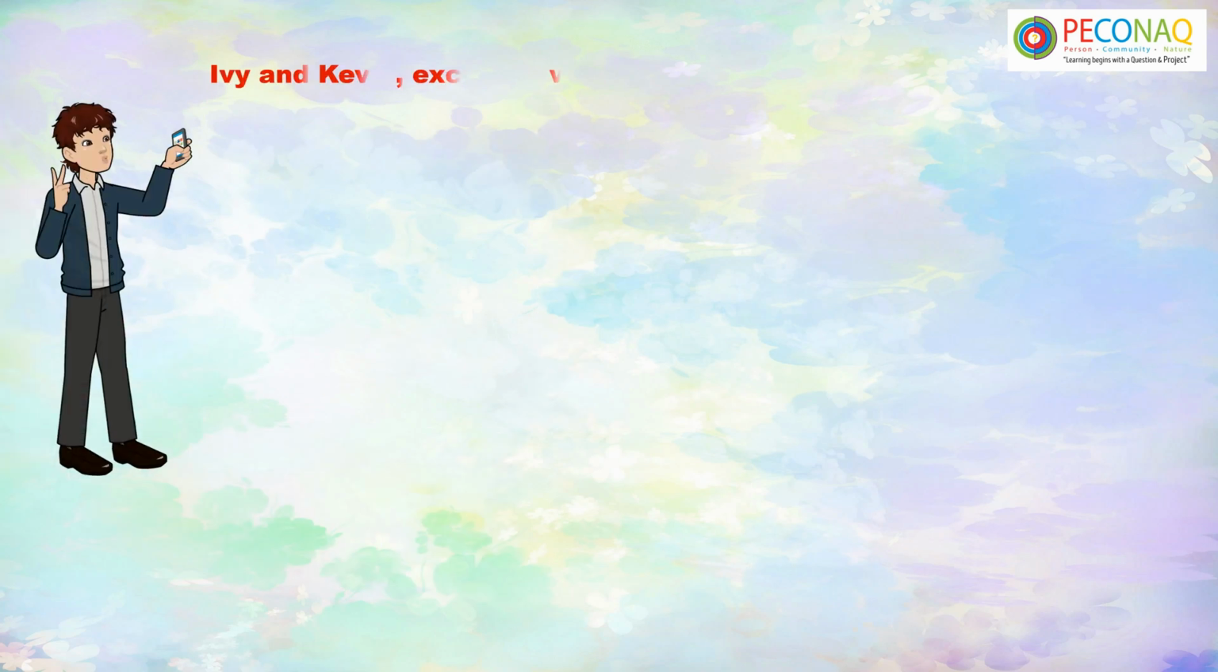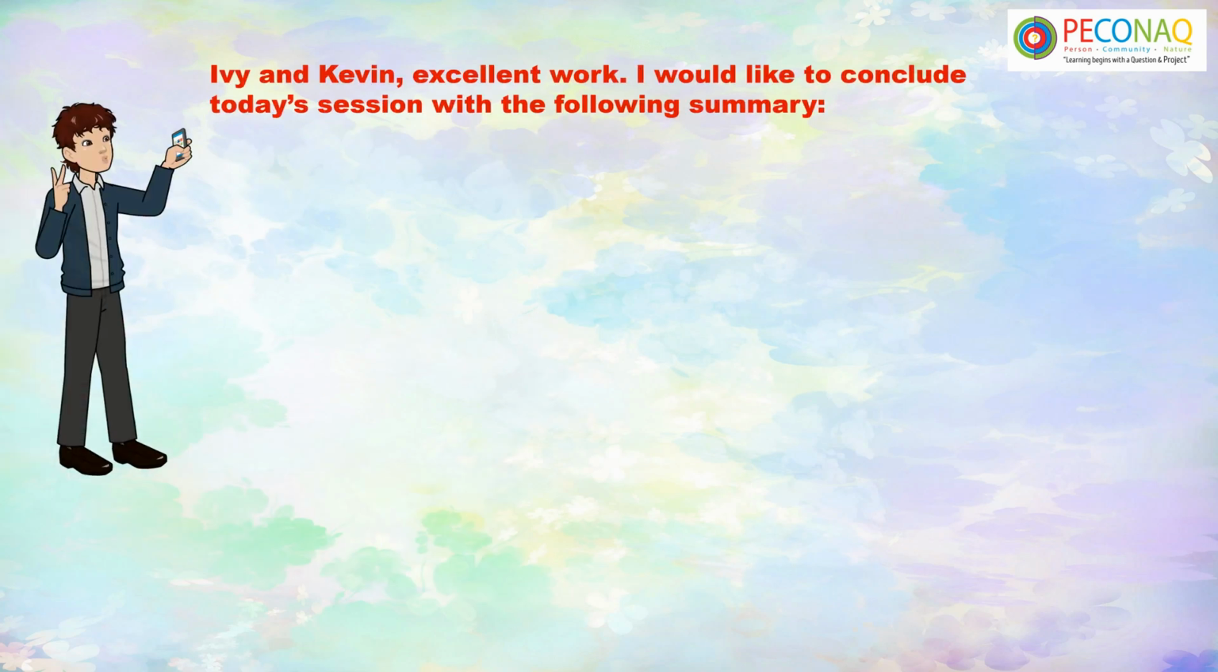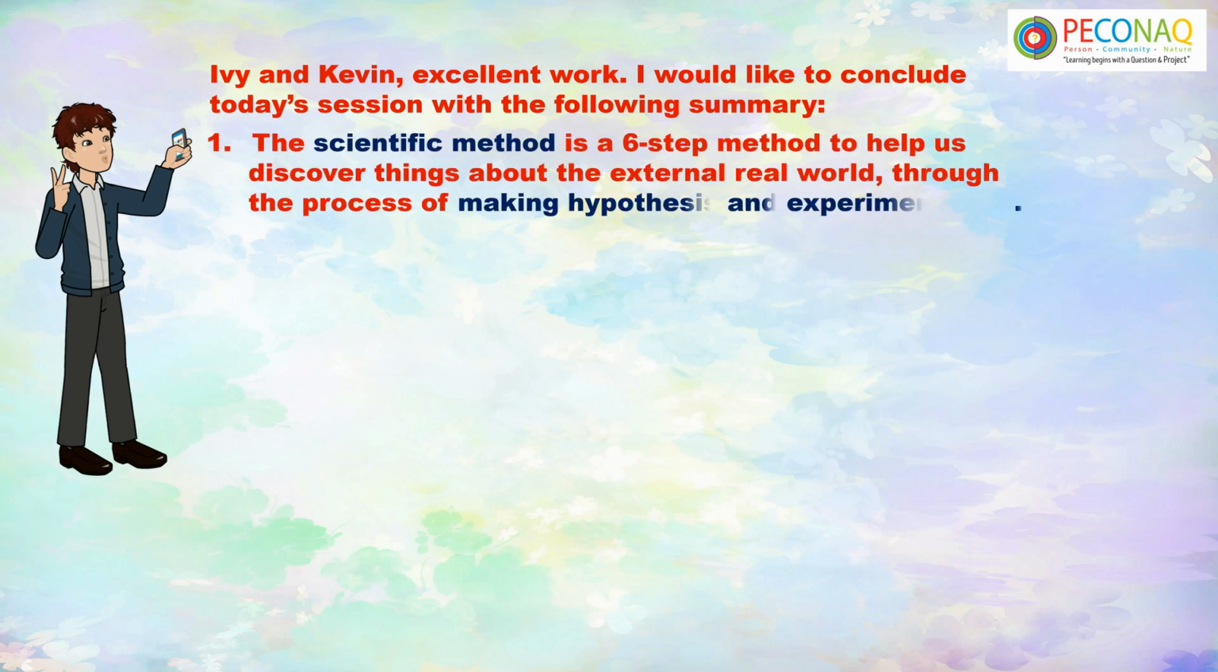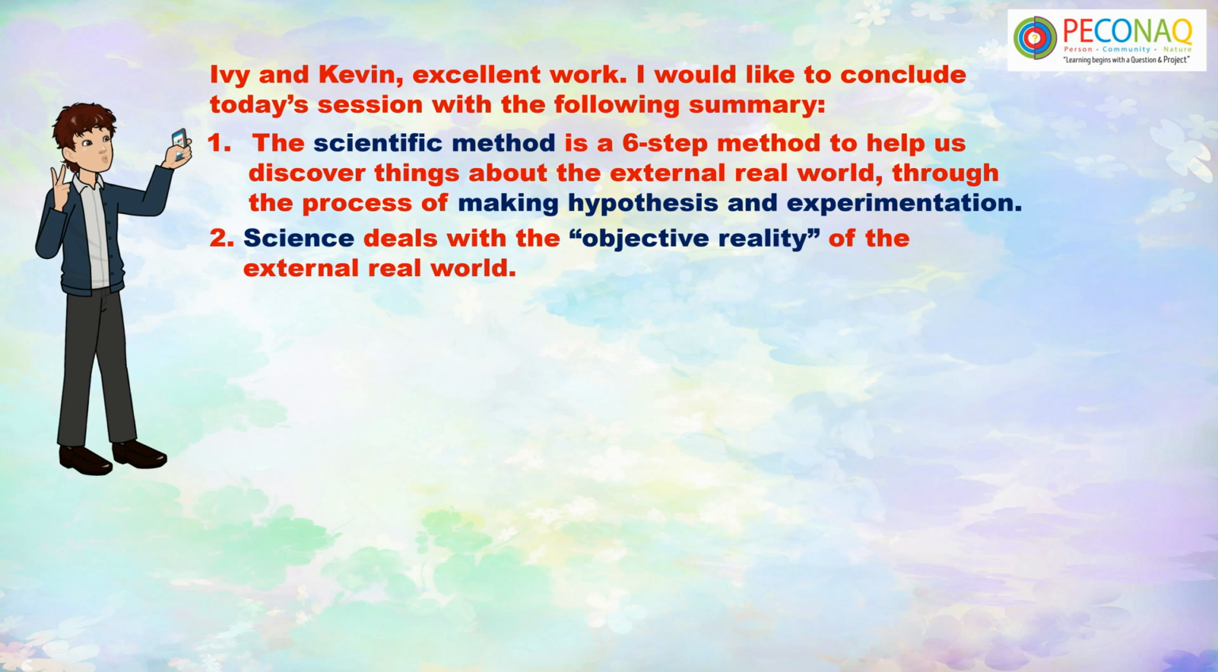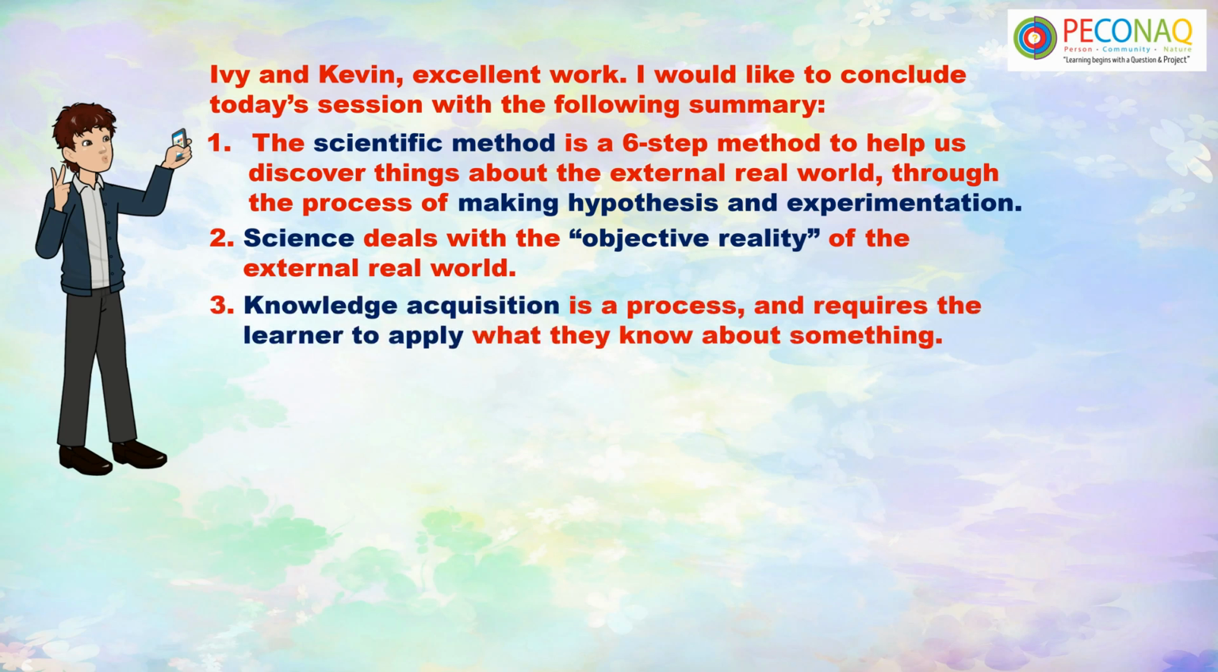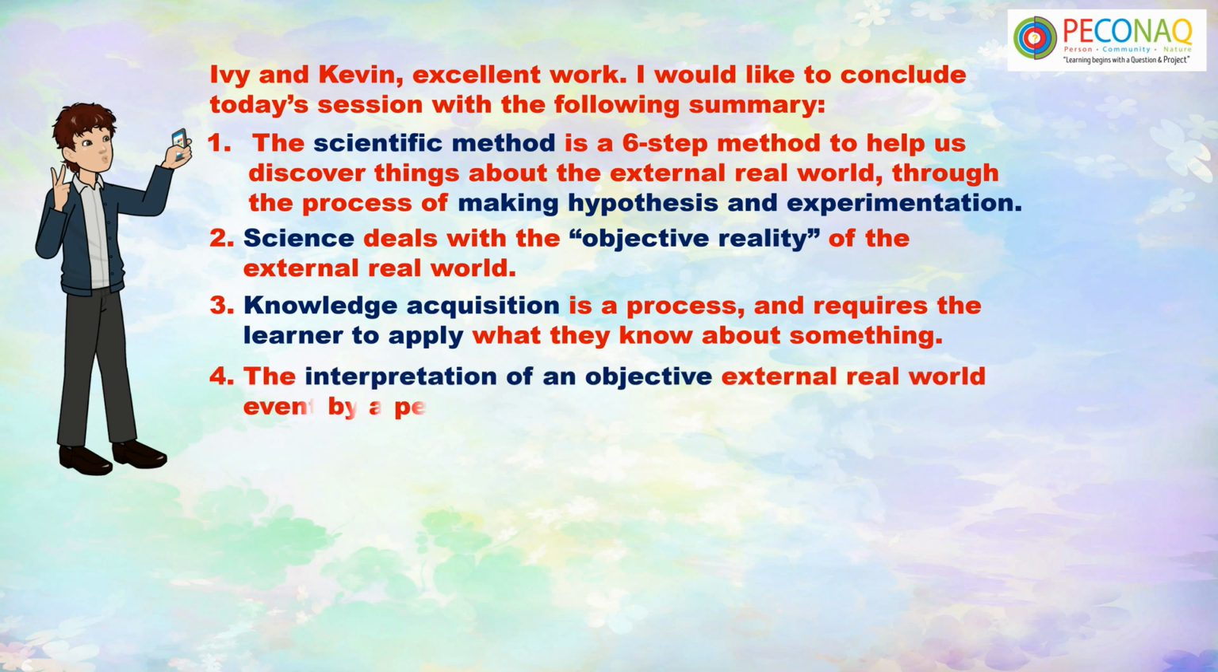Ivy and Kevin, excellent work. I would like to conclude today's session with the following summary. The scientific method is a 6-step method to help us discover things about the external real world, through the process of making hypothesis and experimentation. Science deals with the objective reality of the external real world. Knowledge acquisition is a process, and requires the learner to apply what they know about something. The interpretation of an objective external real world event by a person, is the subjective reality experienced by a person.